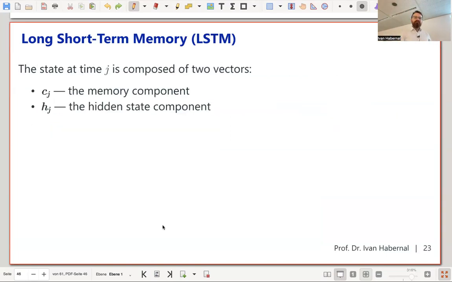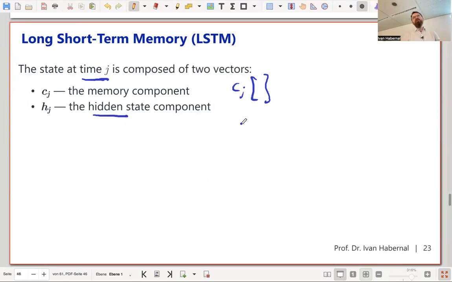So again, we have the state at time j, and we have these two vectors. Why do we call it j now? Why not? We used i before, now we're using j. Life is hard. So j is the time step now. We have two vectors. One is the memory component, which we call c_j, a vector. And we have h_j, which is the hidden state.